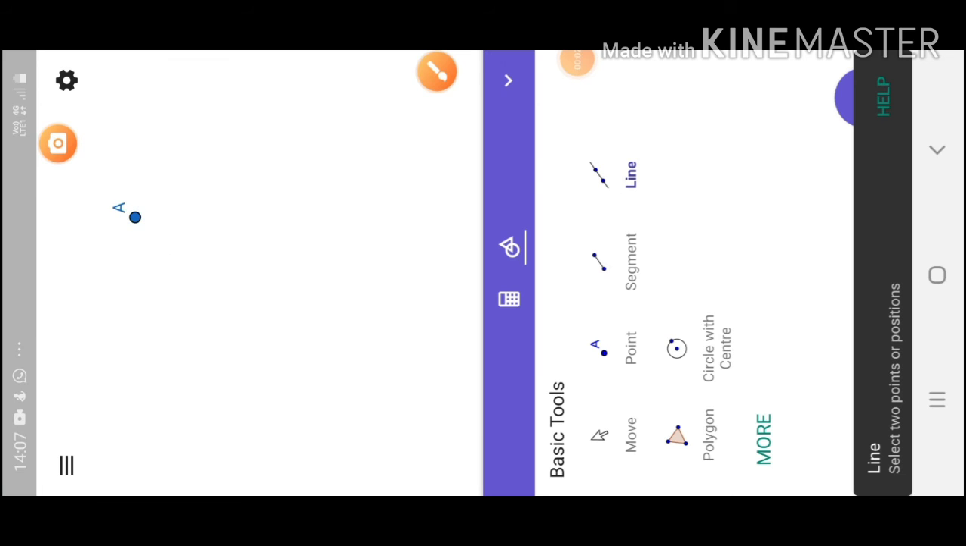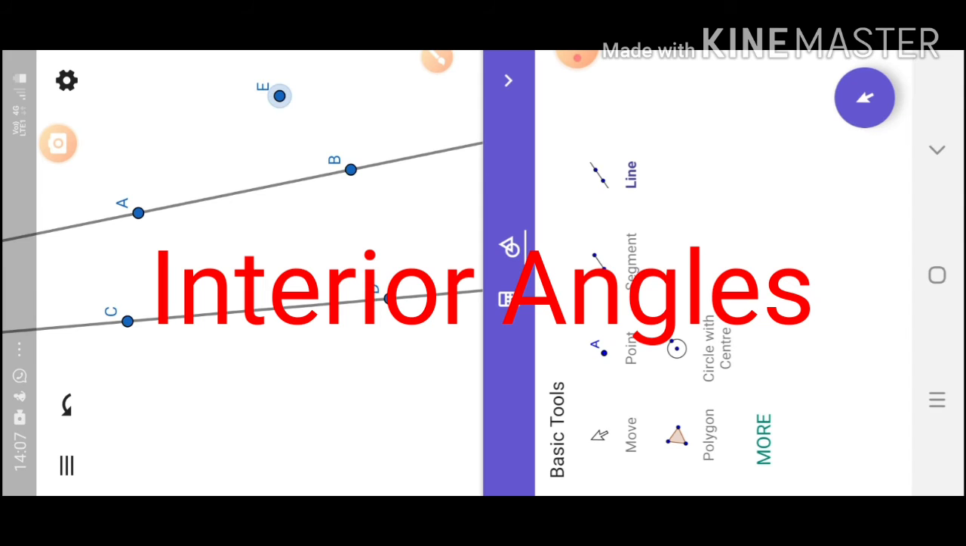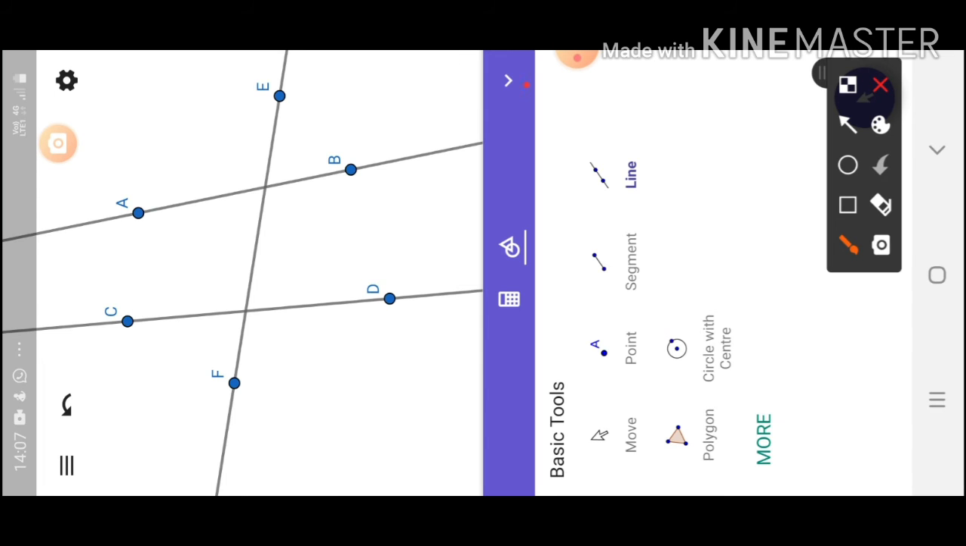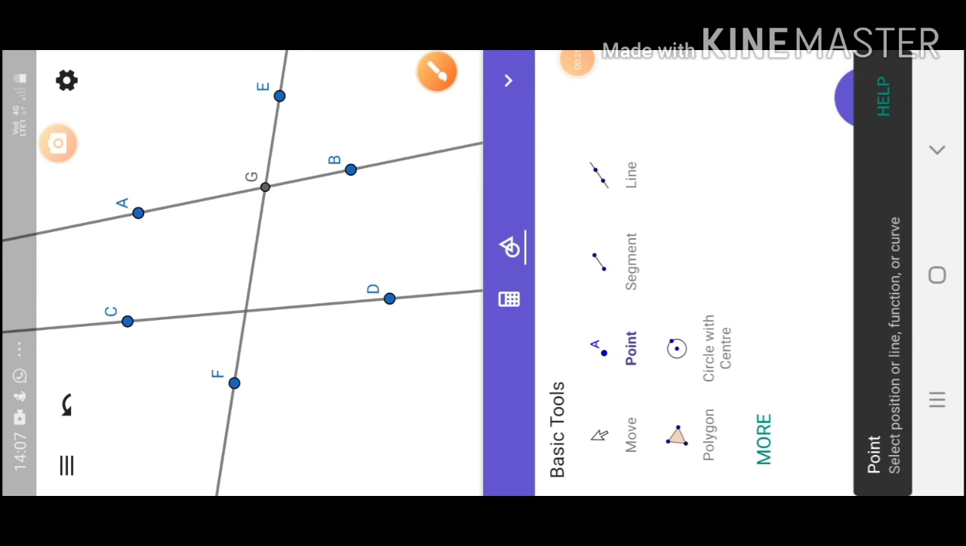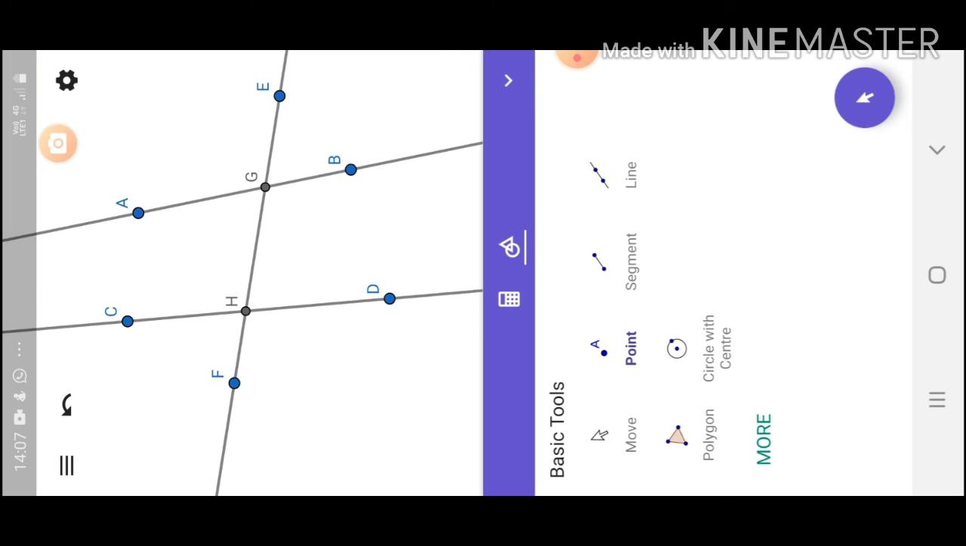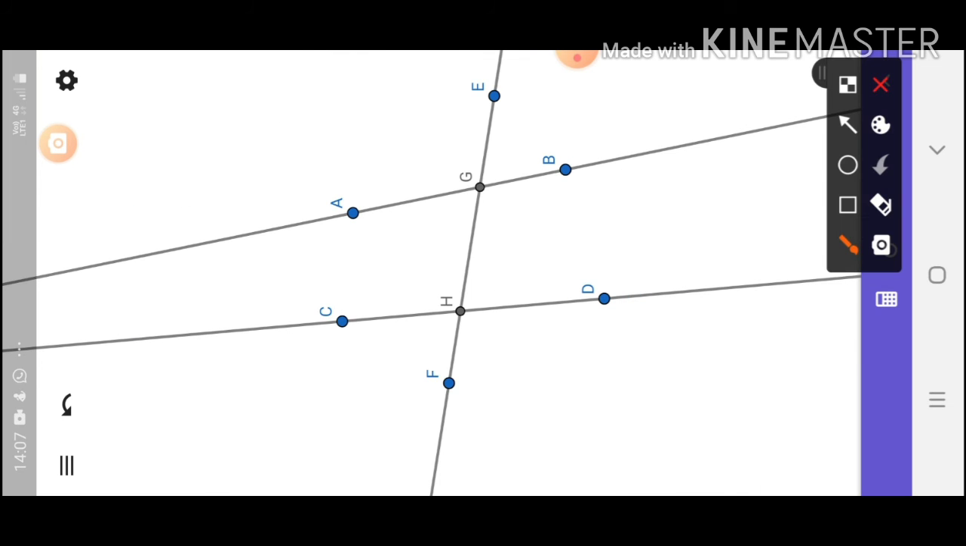Let us take two lines, line AB, line CD and transversal EF. Now we are going to study what are interior angles. Before that, let us take the 2 points, point G and point H. Now let us study what are interior angles. Interior angles.